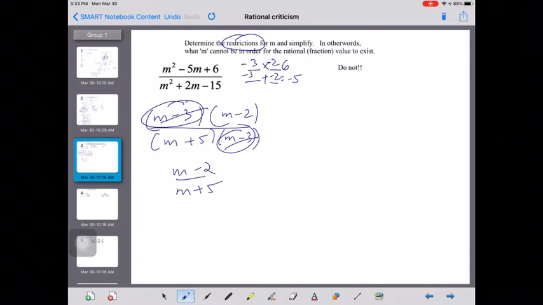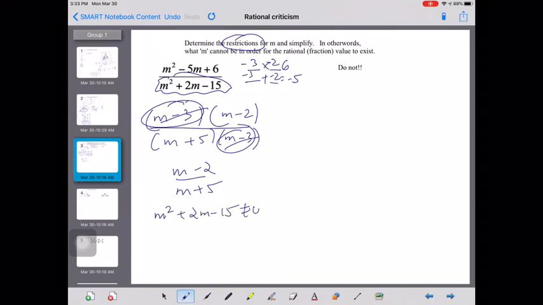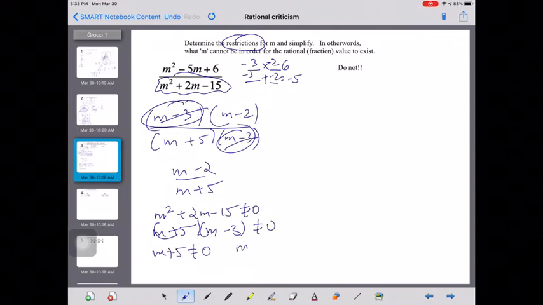Now let's talk a bit about restrictions. Restrictions should have been done in the beginning. So at the beginning, you're going to look at your denominator. You do not want this denominator to be equal to 0. So we're going to solve for this. So you have m squared plus 2m minus 15 cannot equal 0. Now to solve for zeros or not zeros, you're going to have to factor this, which we did. And you set each factor to not equal 0.